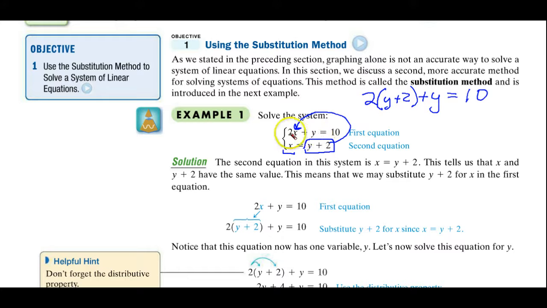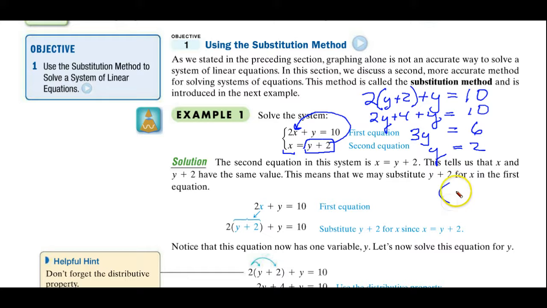We now have an equation with only one letter. Here, these have two letters, x and y, but now this one only has one, so we can solve that as we would a regular equation. 2y plus 4 plus y equals 10. Now we combine our y's and we get 3y. And we subtract now 4 from both sides and we get a 6. Then we divide both sides by 3 and we get y equals 2.